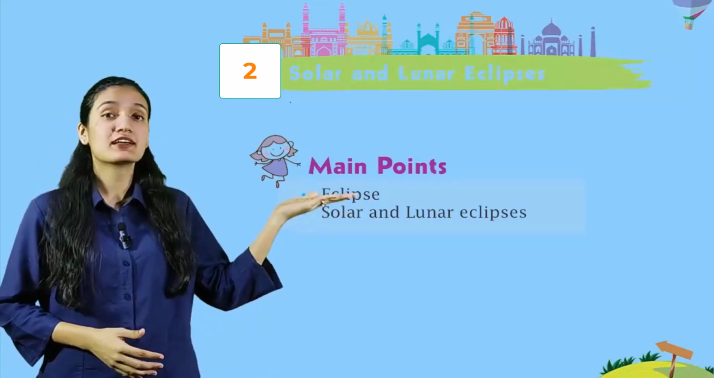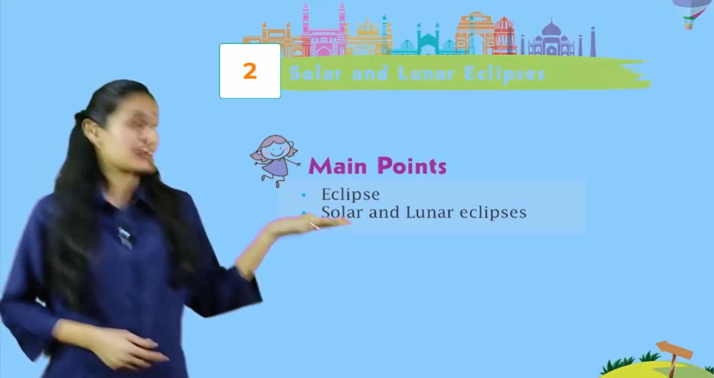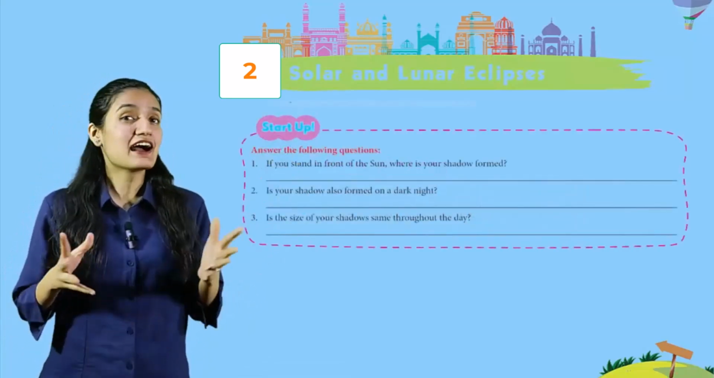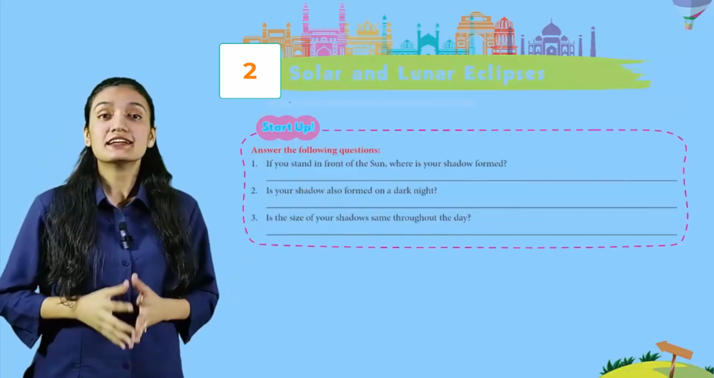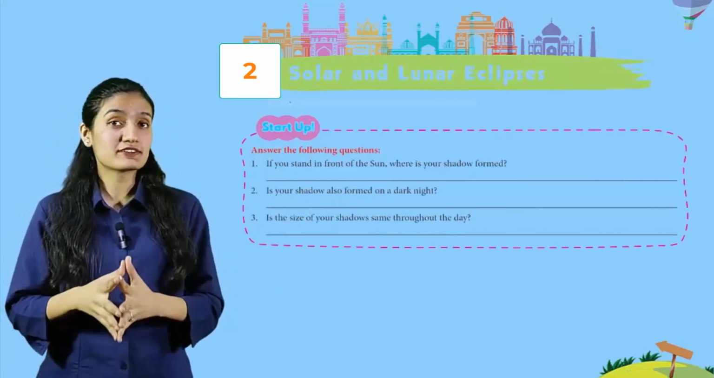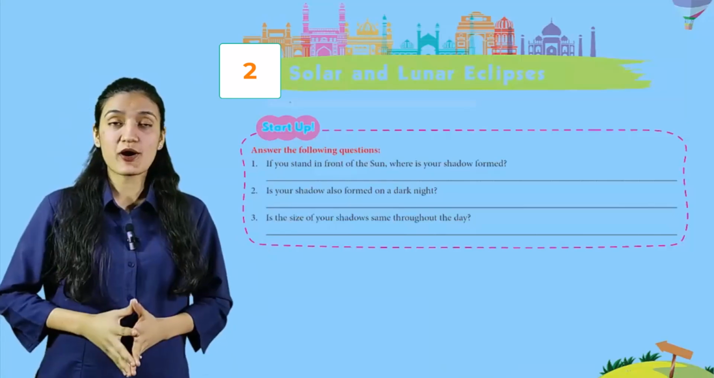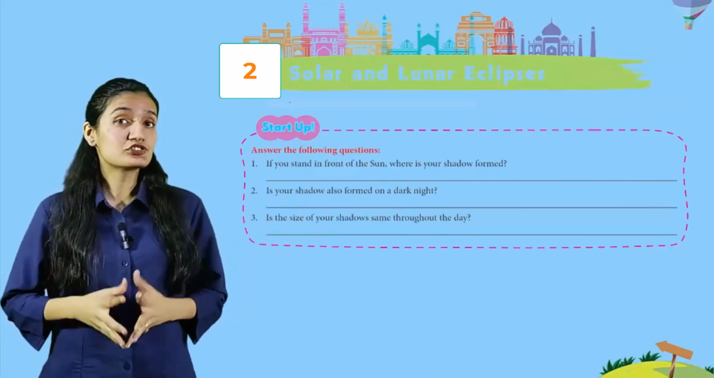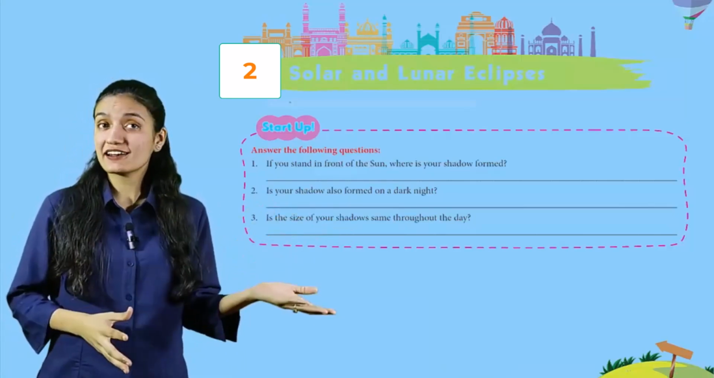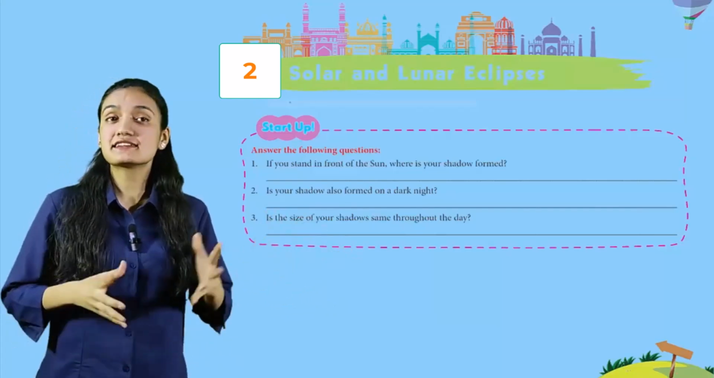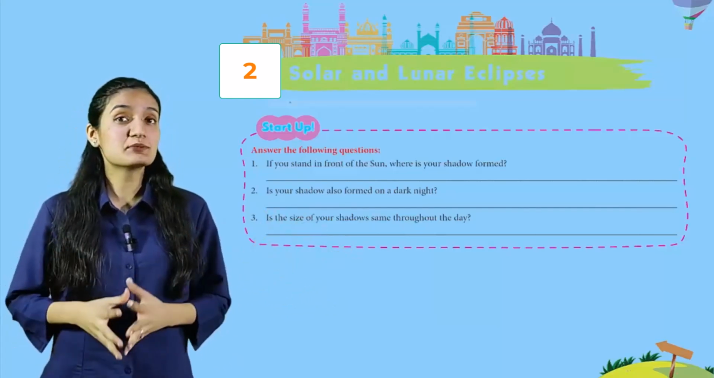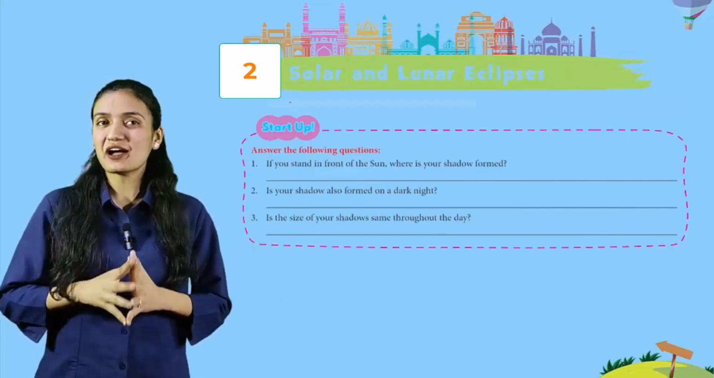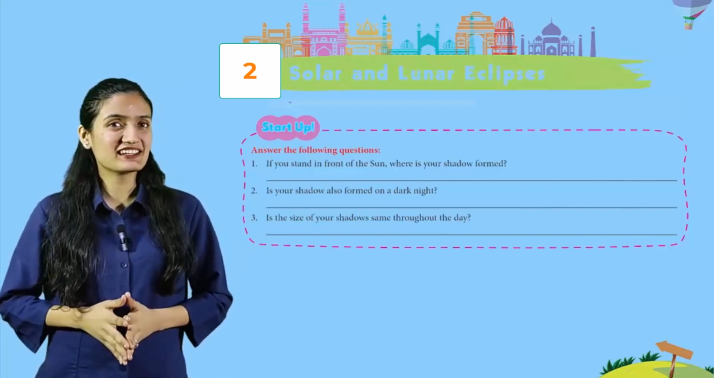Today we are going to start with the chapter Solar and Lunar Eclipses. And the main points are eclipse, solar and lunar eclipse. So now let's start. Answer the following questions. First, if you stand in front of the sun, where is your shadow formed? Second, is your shadow also formed on a dark night? Third, is the size of your shadow the same throughout the day? You have to answer these questions accordingly.